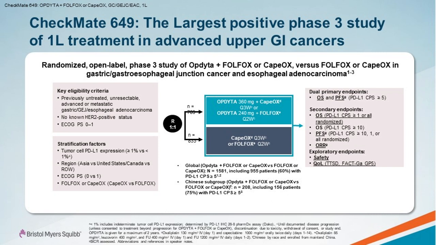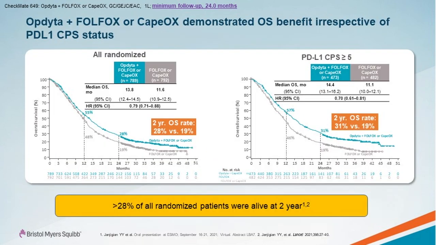So this is a randomized trial. You see almost 1,700 odd patients. And if you add nivolumab to chemotherapy, and if your PD-L1 is high, as compared to all randomized, you have an absolute difference at 2 years of almost 19 versus 31% number of people who are alive, right? So that's how we manage esophageal gastric cancer.